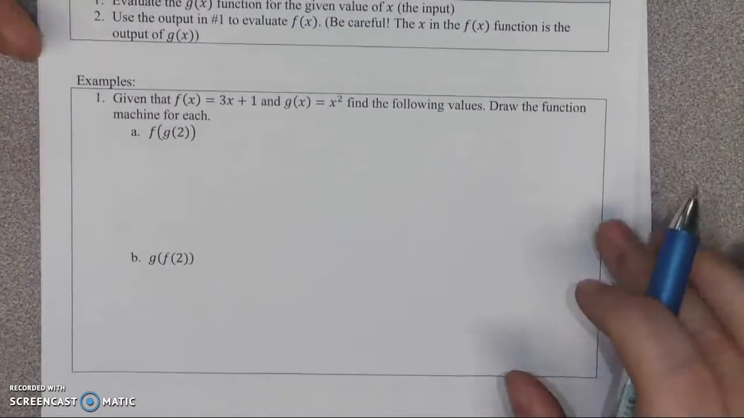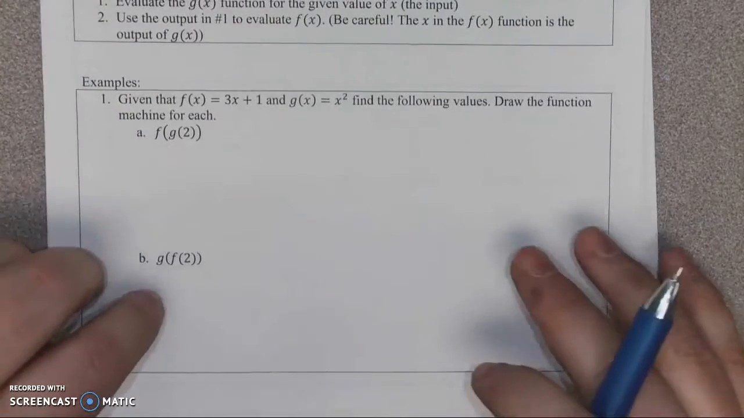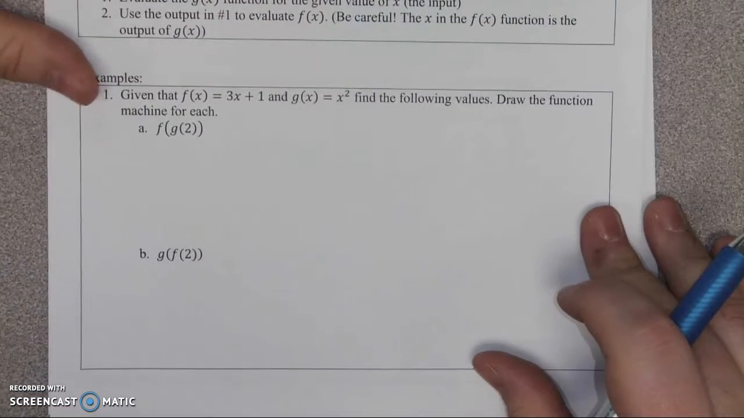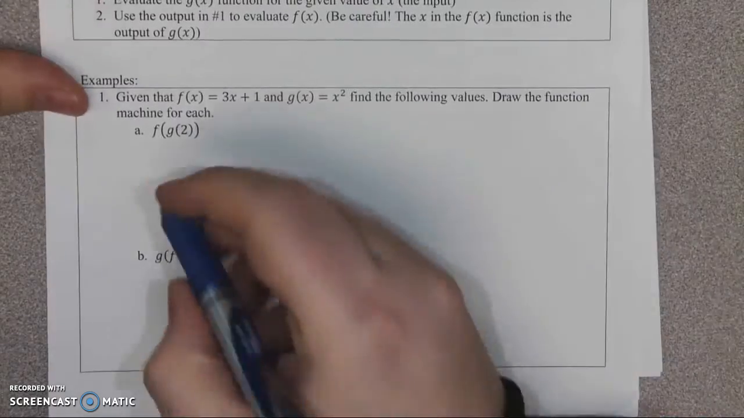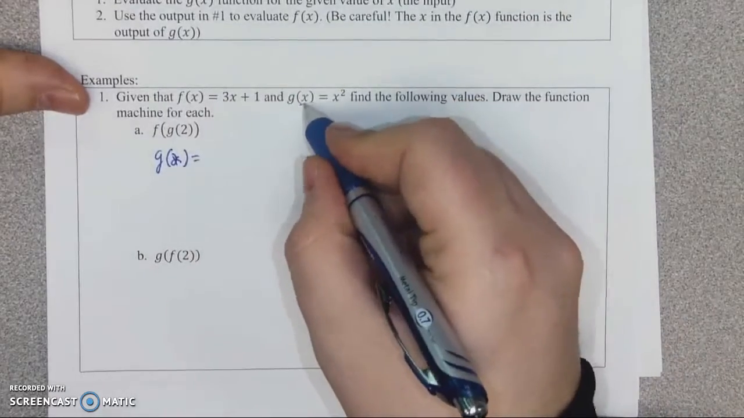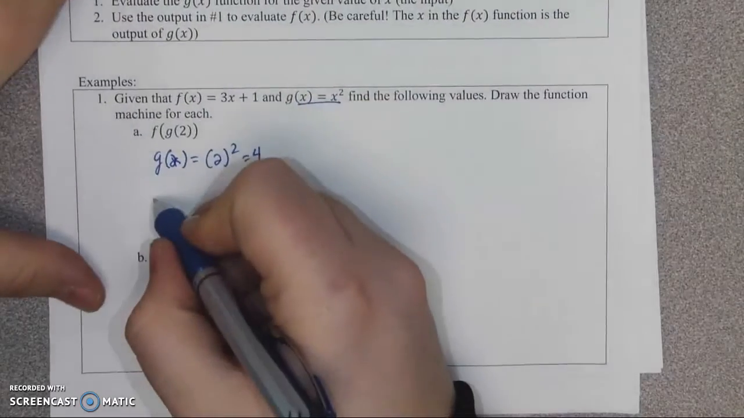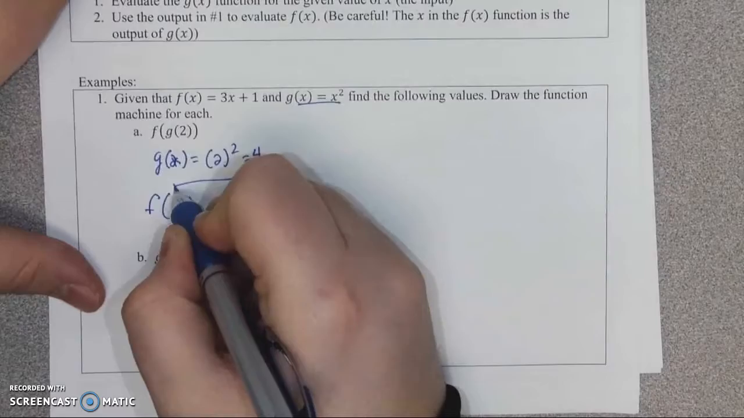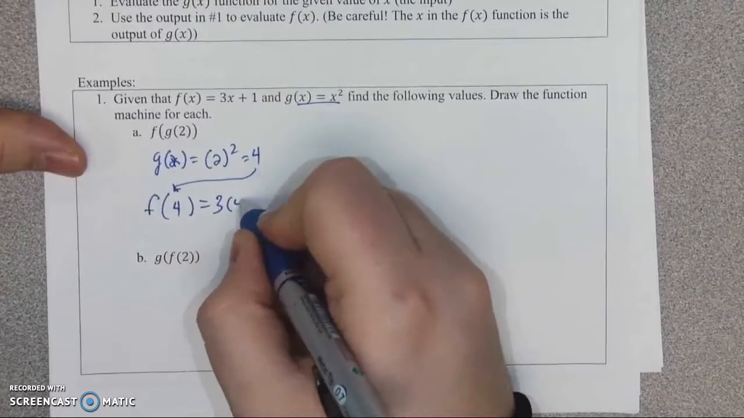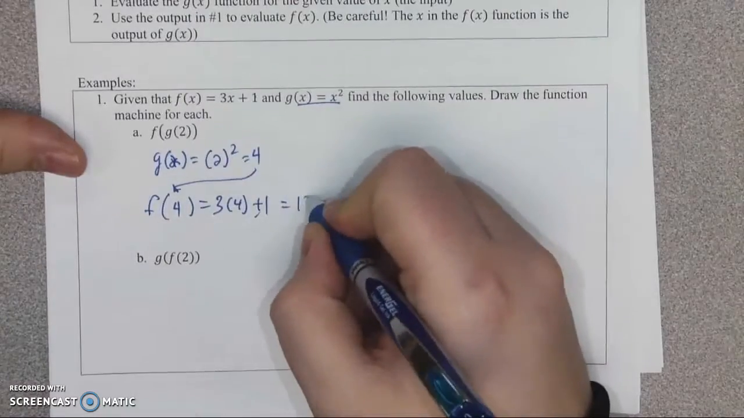So let's look at an example. Given that f of x is 3x plus 1 and g of x is x squared, find the following values, and then they want the function machine to be drawn for each. For example A, f of g of 2. First you find g of 2 since that's on the inside. I know g of x is x squared, so g of 2 is 2 squared, which is 4. And then I'm going to write f of 4, because that's g of 2. F of 4 equals 3 times 4 plus 1, just using the function for f of x. So 3 times 4 is 12, plus 1 is 13.